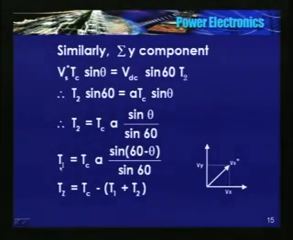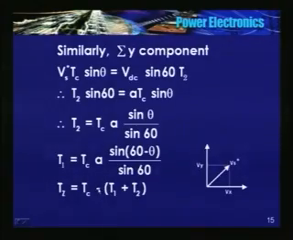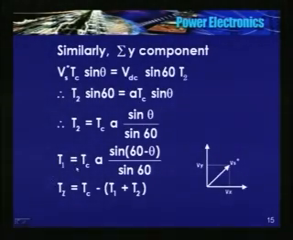So T1 and T2 are known, so the remaining period should be Tz. That is nothing but Tc minus T1 minus T2. So the time for which vector V1 and vector V2 should be applied can be determined if I know the position of the space vector in the xy plane. That's all.